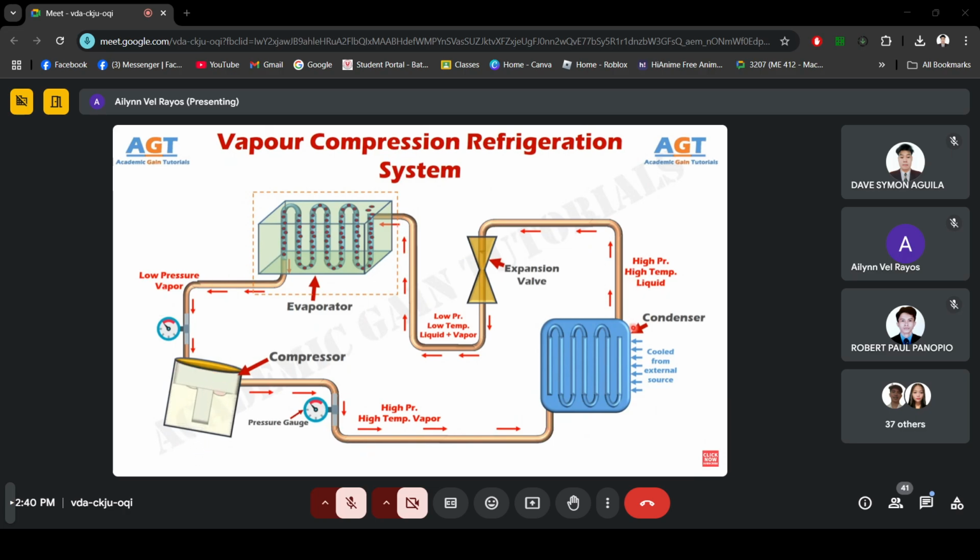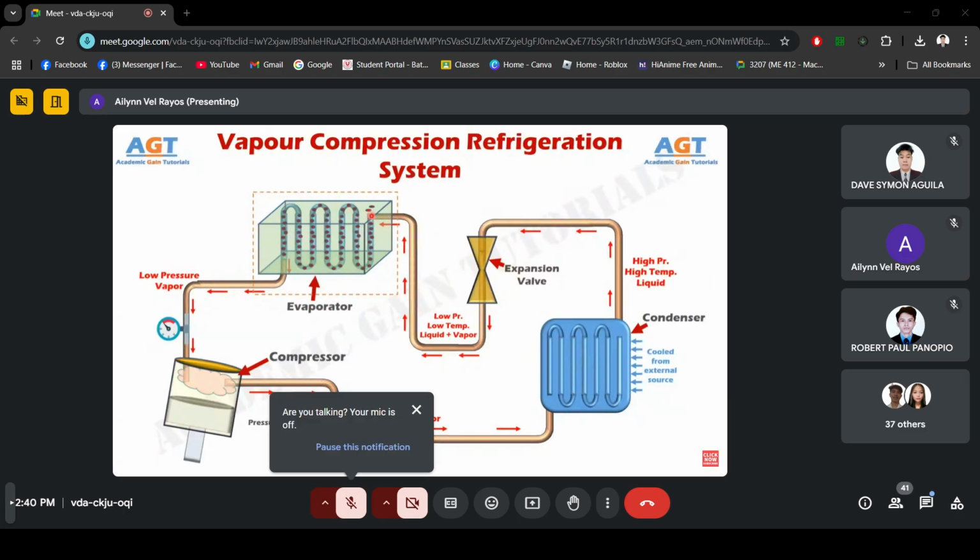so the cycle keeps repeating over and over again, and refrigeration or cooling is obtained continuously in the evaporator region throughout the whole process. So, this is how vapor compression refrigeration system works.